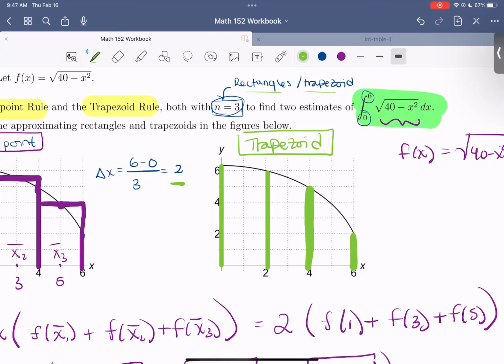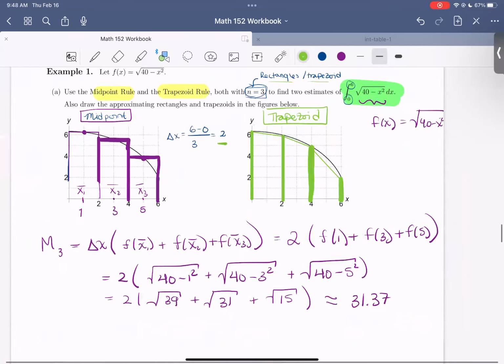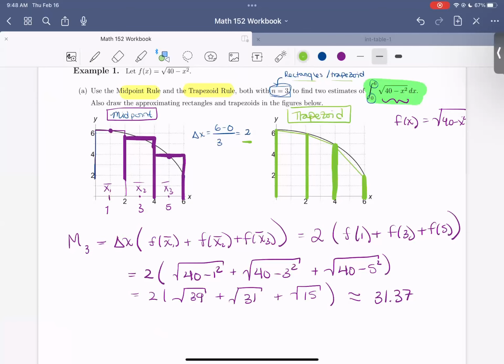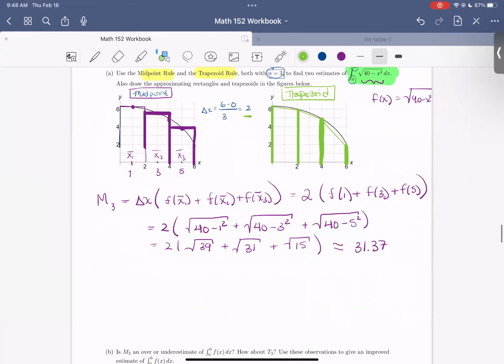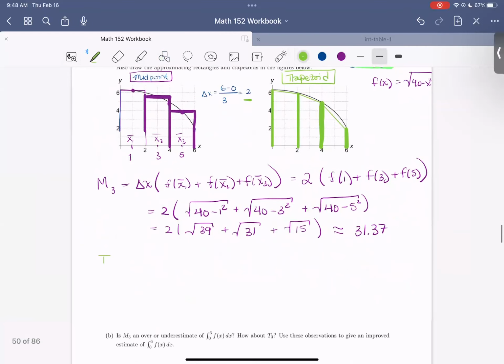And then how do I connect them? Well, for a trapezoid, we're just connecting the 2 endpoints where they hit the graph. So like this. All right, looking good. So now we need to write out the formula for how we would compute the area of those trapezoids. So using our notation, that is T sub 3.